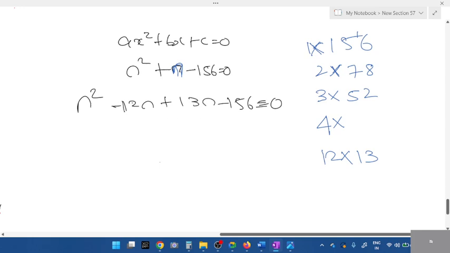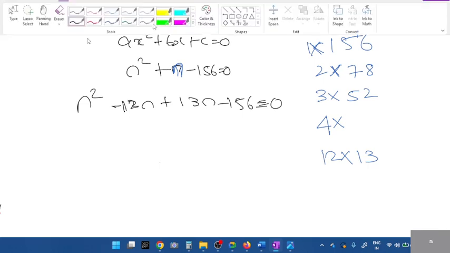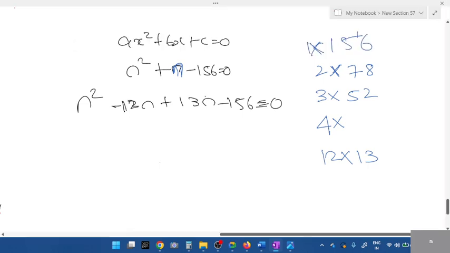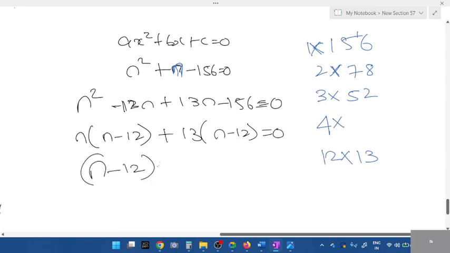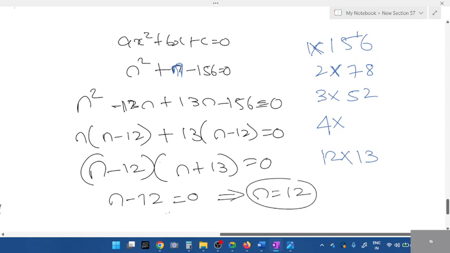Are we getting the answer? All of you respond, students. Are we getting the answer? N into N minus 12 plus 13 into N minus 12 is equal to 0. N minus 12, N plus 13 is equal to 0. N minus 12 is equal to 0, therefore N is equal to 12. N plus 13 is equal to 0, therefore N is equal to minus 13.